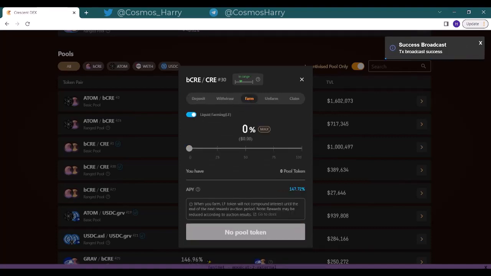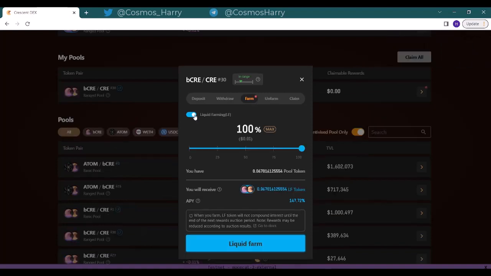Next we see farm. So you can see the difference. You can select liquid farming here, and these are the pool tokens you got, and here it shows how much APY you can make because it auto compounds after every auction. So it tells you the APY, and these are the rewards you will be getting. Like as soon as you liquid farm, you'll get this much of LF token. So let's try that.